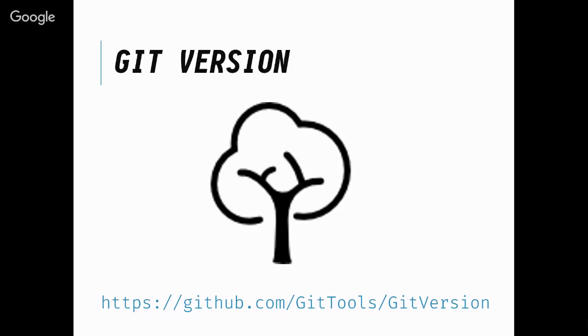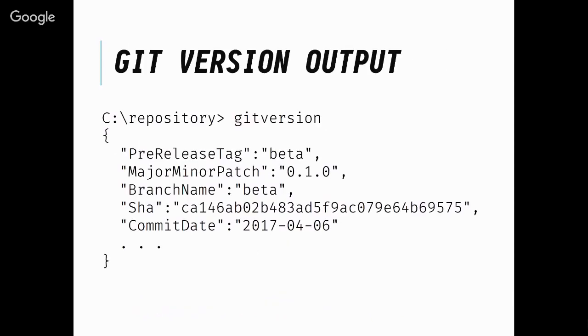Now, to achieve this versioning, I'm using a tool that's called GitVersion, and it has quite complex behavior internally, but we don't have to understand that again. We only need to understand that it produces an output that looks like this. So it's a simple JSON object that has some properties, and you can already identify some of the values that you saw in the previous slide.